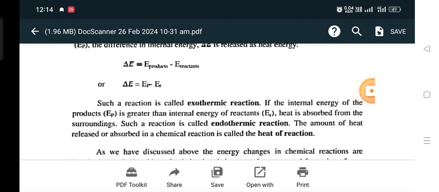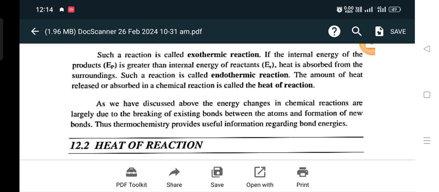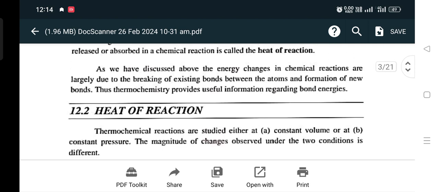Such a reaction is called an exothermic reaction. If the internal energy of the product is greater than the internal energy of the reactant, heat is absorbed from the surroundings. Such a reaction is called an endothermic reaction. The amount of heat released or absorbed in a chemical reaction is called the heat of a reaction. As discussed above, the energy changes in a chemical reaction are largely due to the breaking of existing bonds between atoms and the formation of new bonds. Thus, thermochemistry provides useful information regarding bond energy.